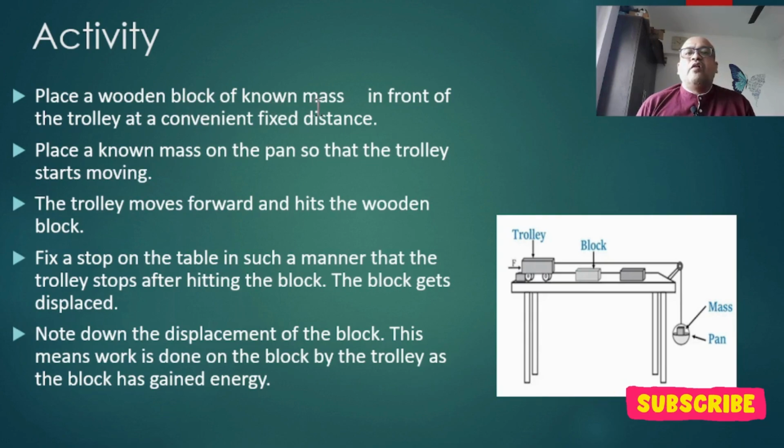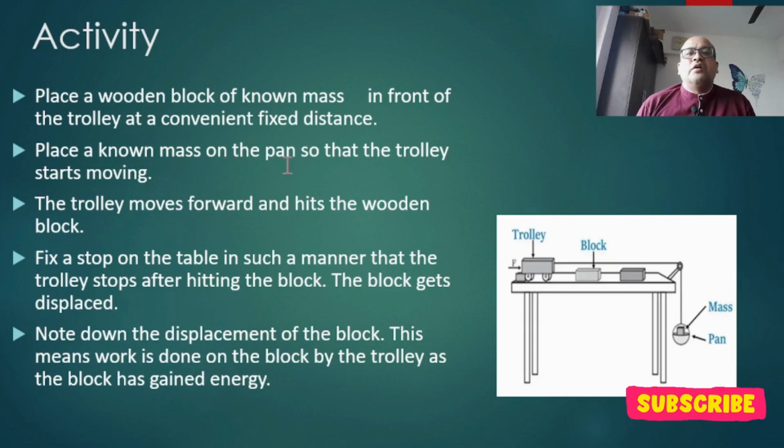Place a wooden block of known mass in front of the trolley at a convenient fixed distance. See here, see the arrangement. The trolley is there, a wooden block is there, two wooden blocks are there. A pan is there in which you have put a mass. So what we have done, we have placed a wooden block of known mass in front of the trolley.